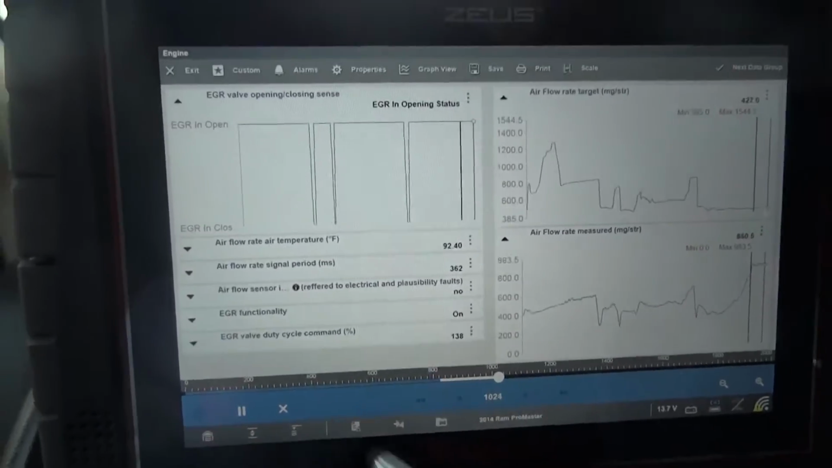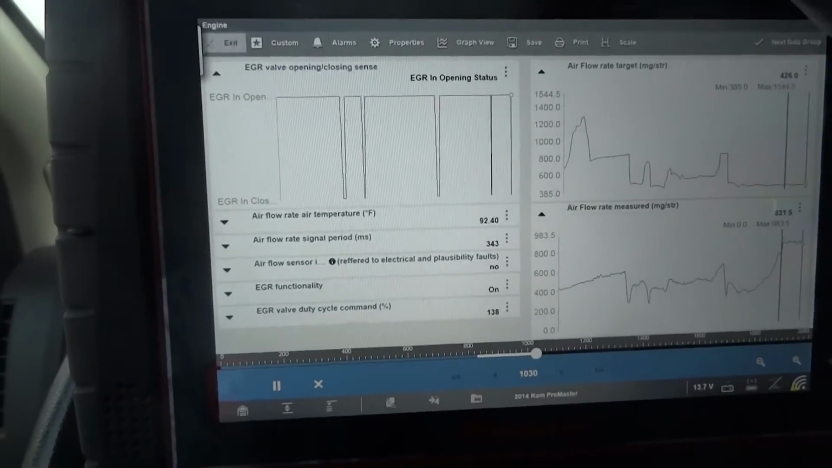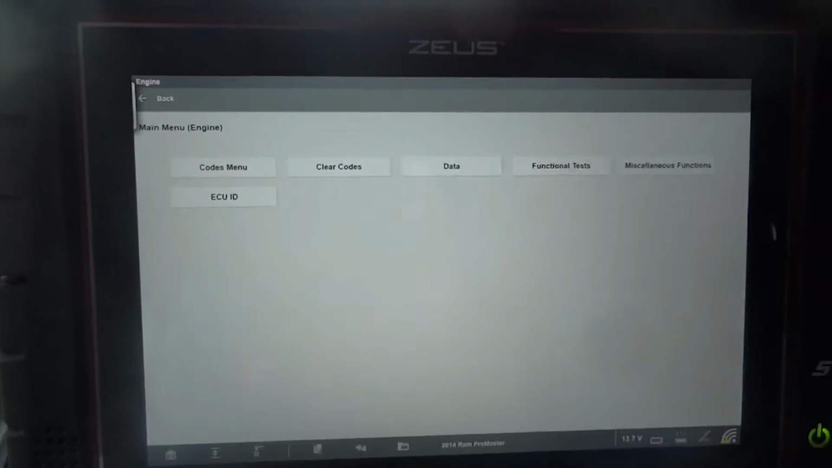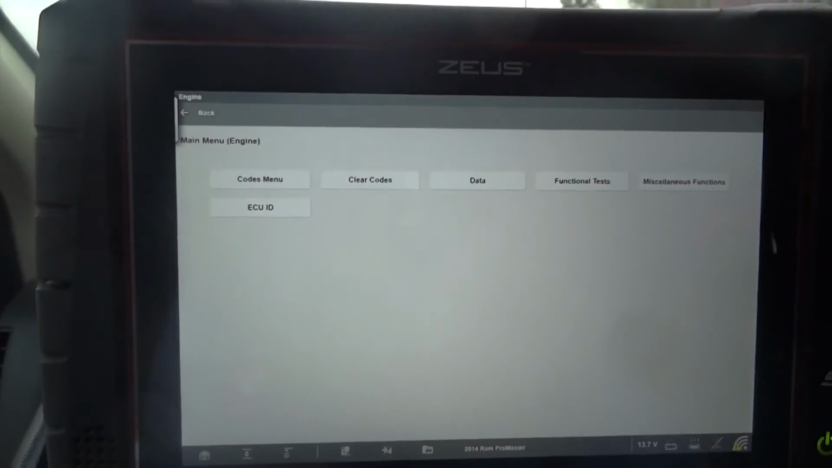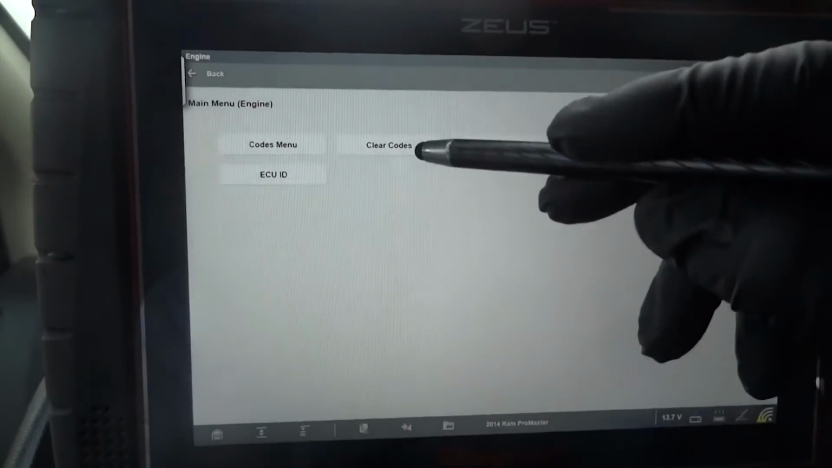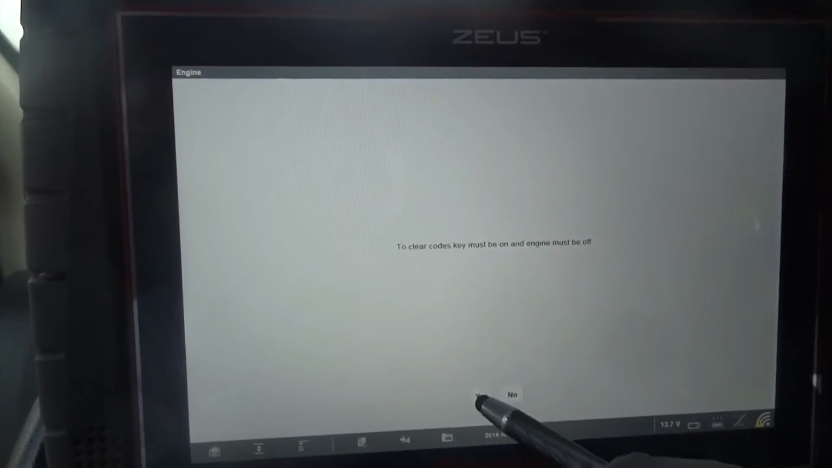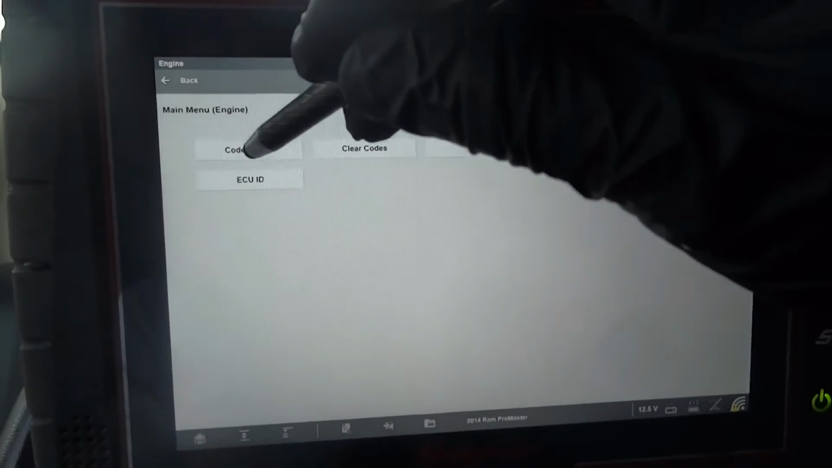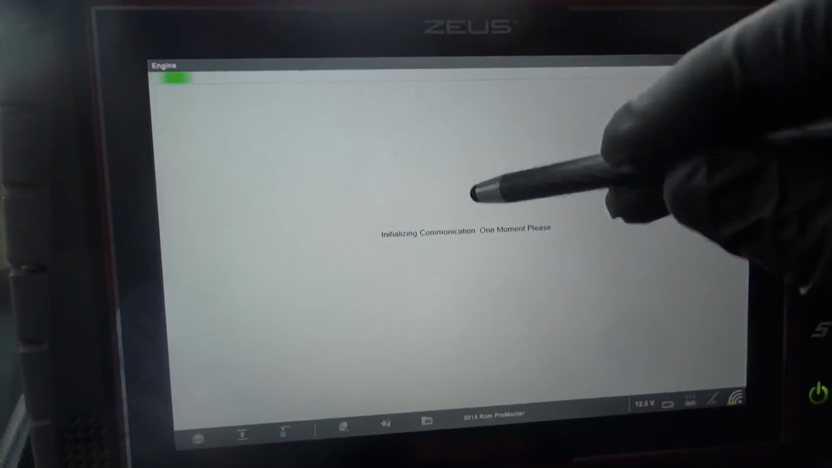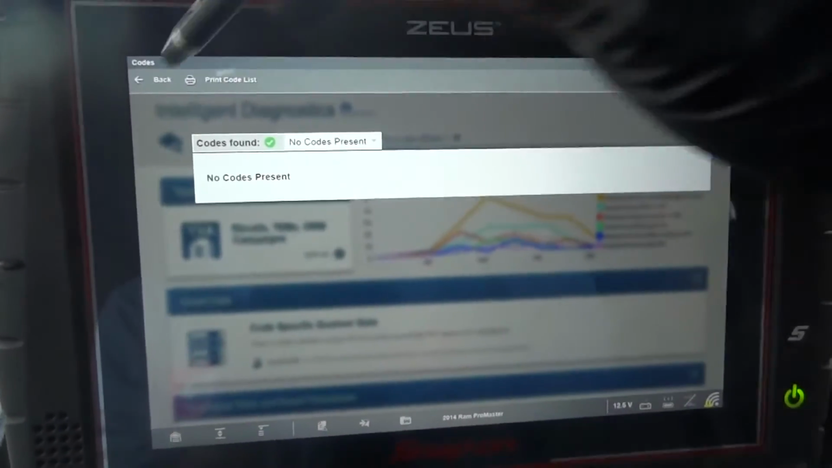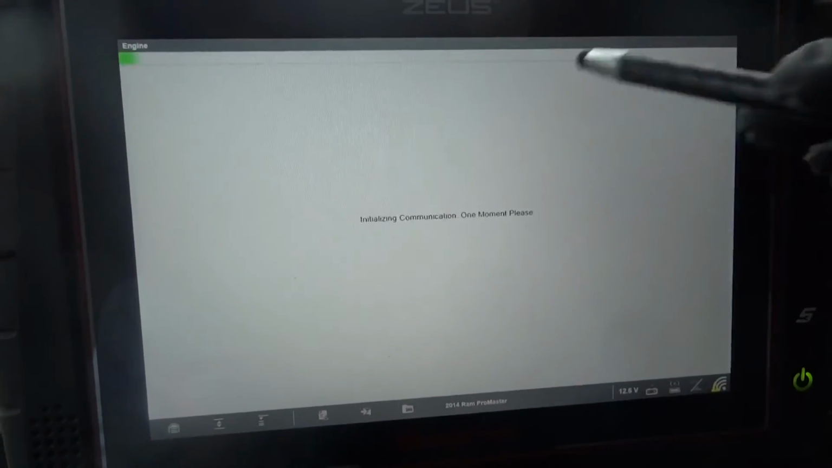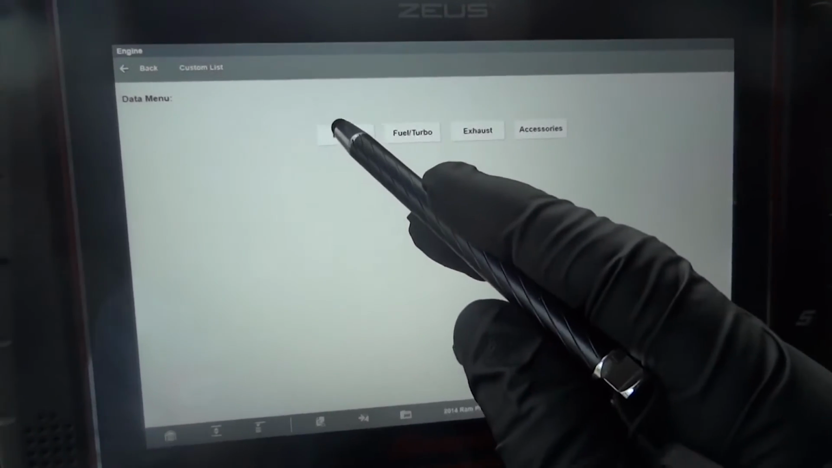Now what I want to do is back out and erase these trouble codes. I'm going to turn the engine off, and turn the key back on. Let's clear these codes and see which code comes back first. I'm going to clear the codes, and read the code again. As you can see, no codes present, so that's good. We know what codes we're dealing with, so no big deal if we lose our trouble codes.